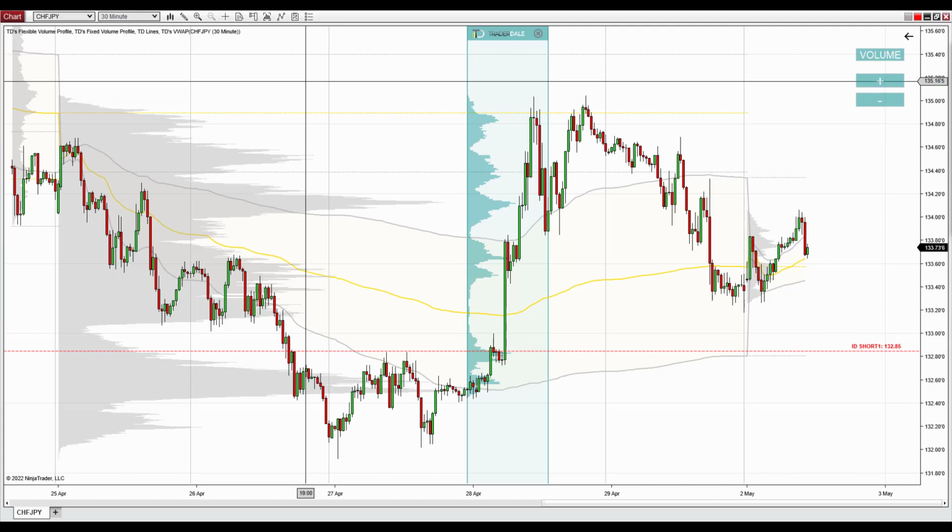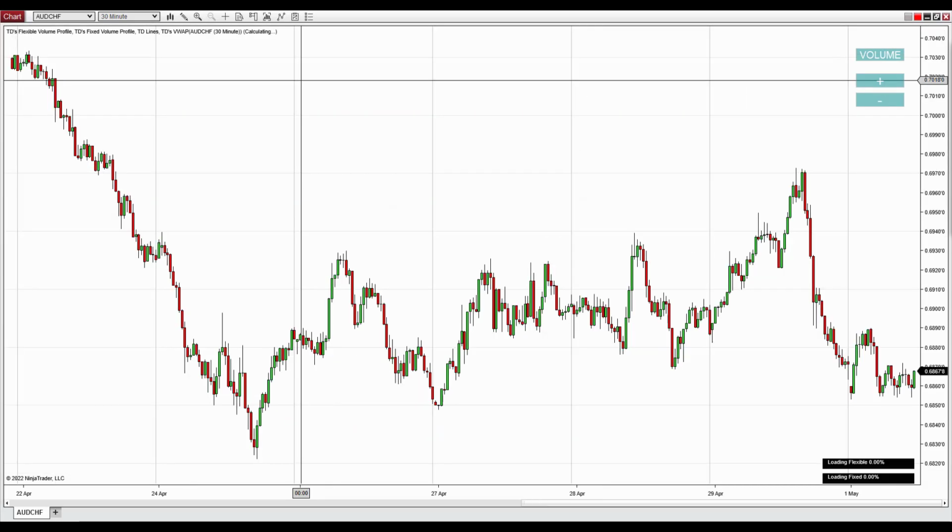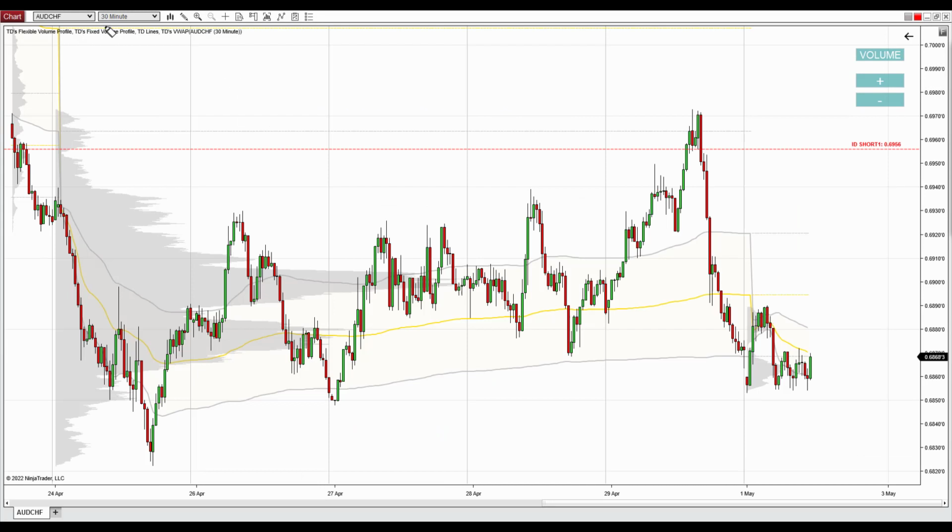Now let's move forward and let's check out another trading idea on the Australian dollar Swiss franc. So what we have in here is a 30-minute chart of the Australian dollar Swiss franc. And what I want to talk about is this rejection of higher prices. Rejection means that strong buyers were pushing the price upwards, and then the price reversed. Strong sellers started to sell aggressively and they pushed the price downwards.